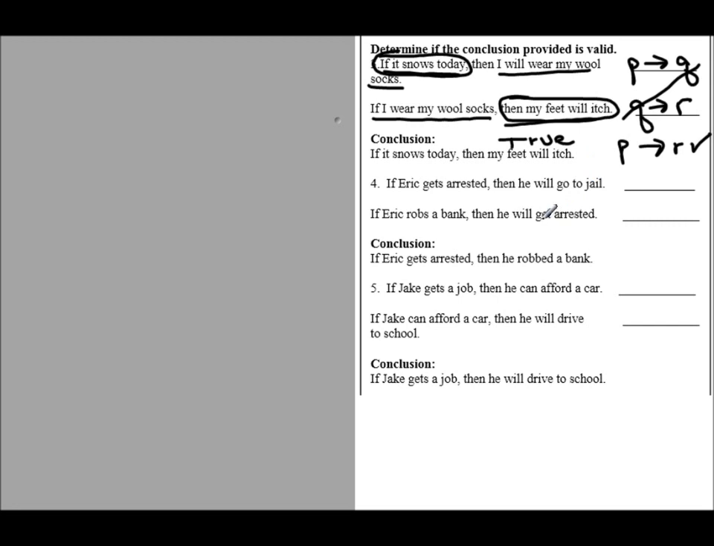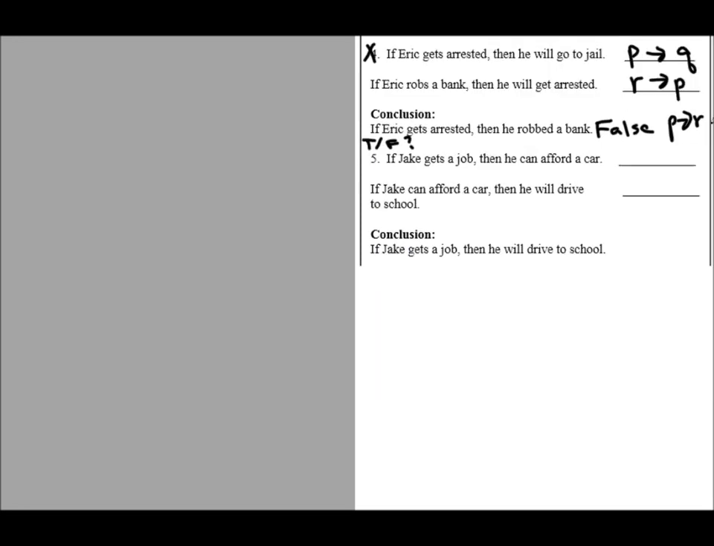Okay, now I'd like for you to pause the video and determine if the conclusion here is true or false. Okay, and because number 4 does not follow the law of syllogism, we say that it is a false conclusion. If you had trouble identifying P's, Q's, and R's, please raise your hand or ask a neighbor.